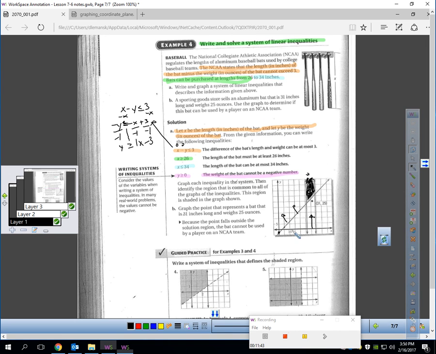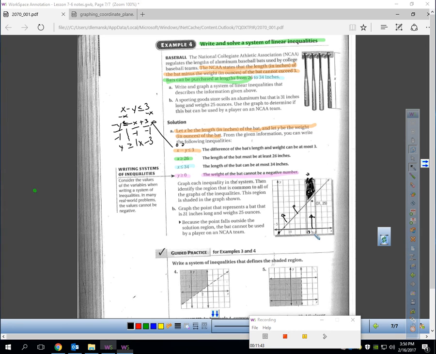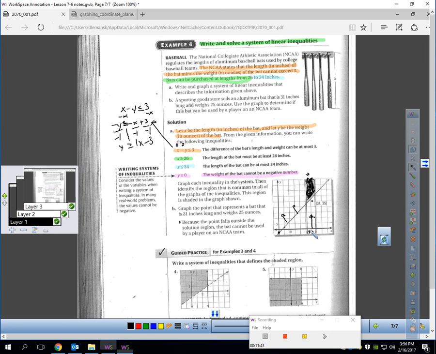Any of these ordered pairs, like for example, a 30-inch bat that weighed 5, 10, 15, 20, 25, 30, a 30-inch bat could weigh 30 ounces and be legal because 30, 30 is in the shaded region according to the NCAA.